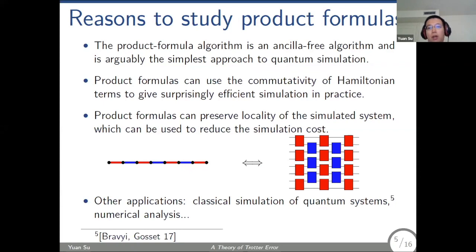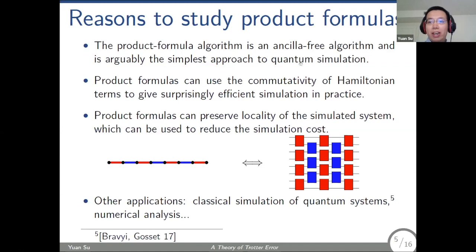For example, if your Hamiltonian satisfies certain properties, such as locality, for example, you have a nearest neighbor interacting system, then correspondingly your quantum circuits of product formulas will also have some kind of locality property. And this feature can sometimes help you further speed up the simulation if your goal is to approximate local observables. There are also some other applications, for example, in quantum Monte Carlo simulation and also in areas beyond quantum computing.